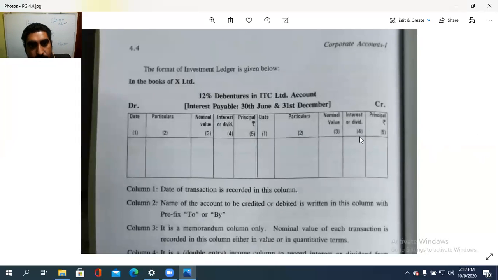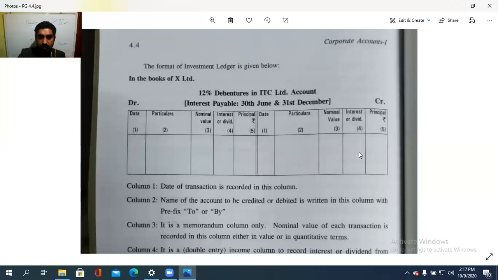Let's see the format of an investment account, where 12% debentures in ITC Limited account, interest payable 30th June and 31st December. See, on the debit side: date, particulars, nominal value, interest or dividend and principal value. On the right side, that is the credit side: date, particulars, nominal value, interest or dividend and principal value. Same it is.